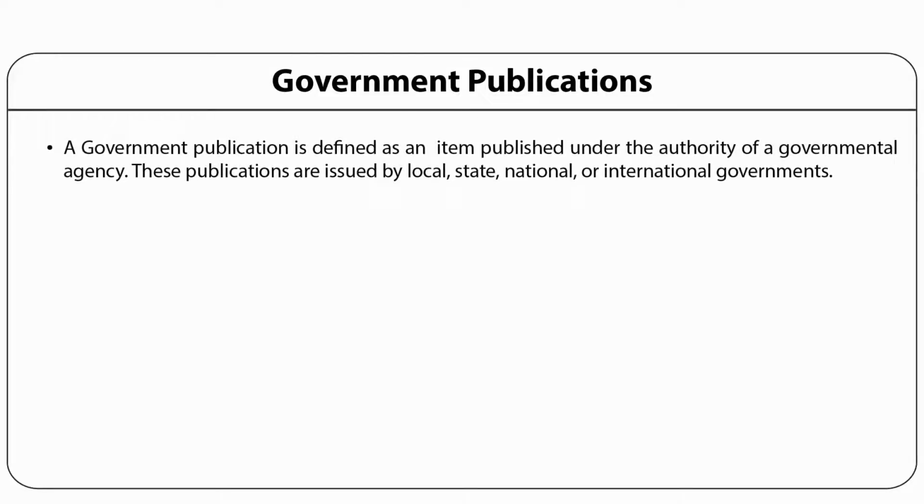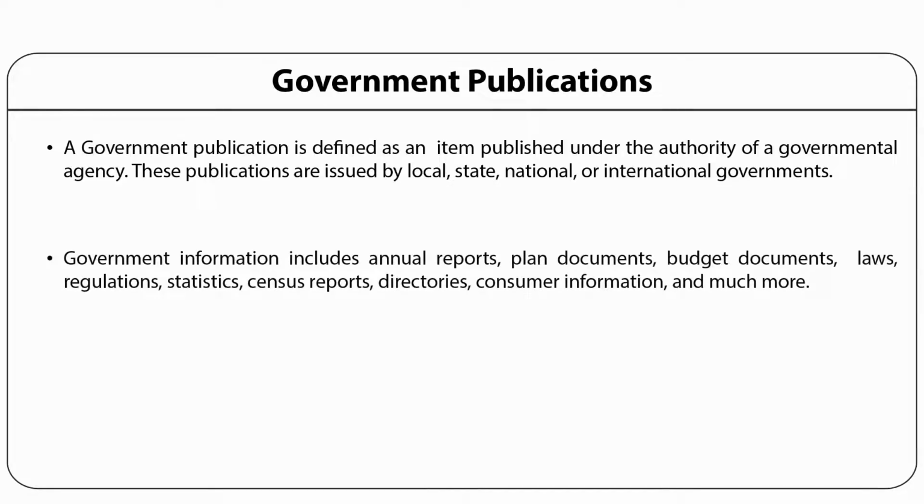Government publications as current sources of information. A government publication is defined as an item published under the authority of a governmental agency. These publications are issued by local, state, national, or international governments. Government information includes annual reports, plan documents, budget documents, laws, regulations, statistics, census reports, directories, consumer information, and much more.